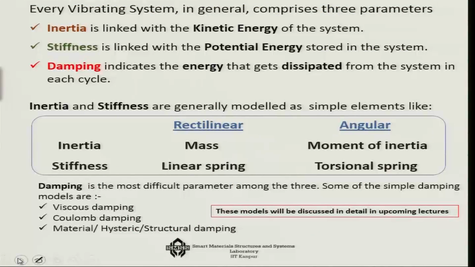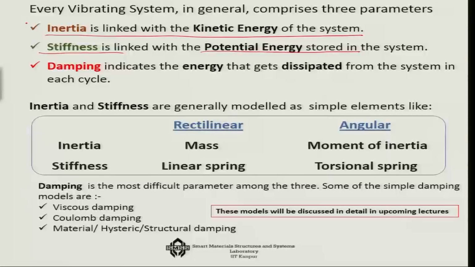Now, based on this, the first thing is we have to define the system itself, the vibrating system. There are 3 things which are used to define a vibrating system. The first one is the inertia, which is linked with the kinetic energy of the system, because there is a to and fro motion happening to the system. So, there is a kinetic energy associated with the system. Secondly, with the potential energy stored in the system, there is the stiffness that comes into the picture.